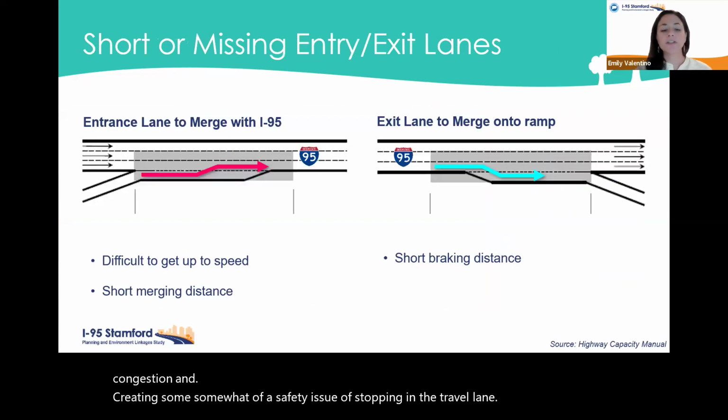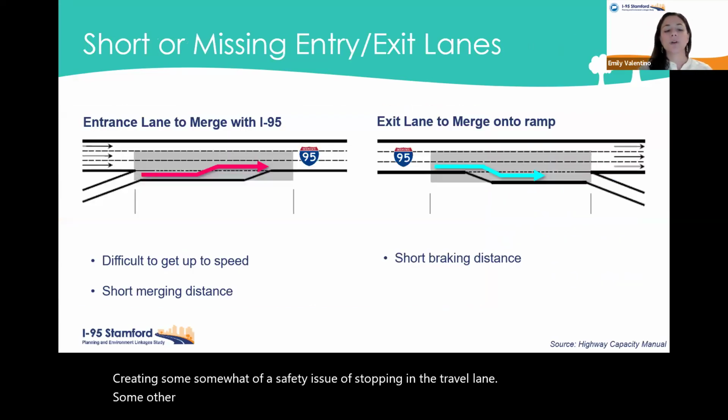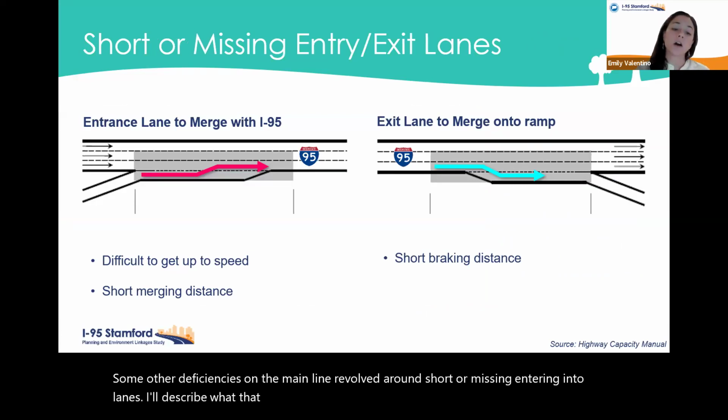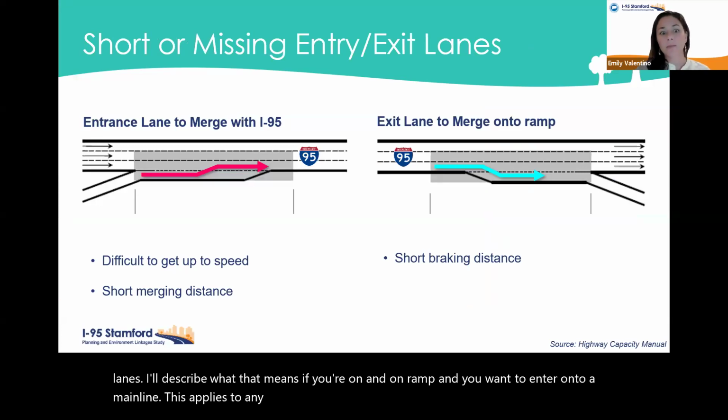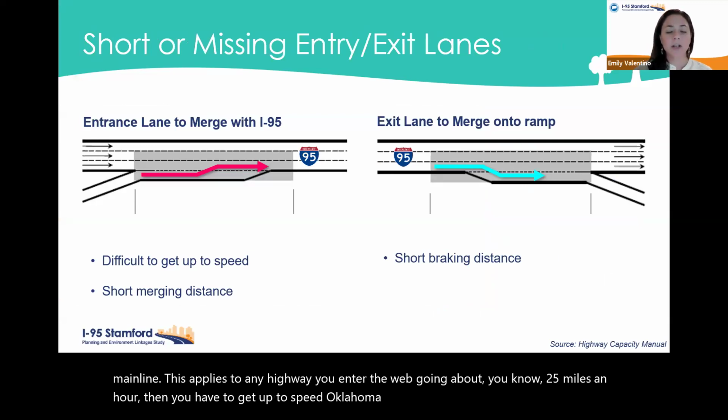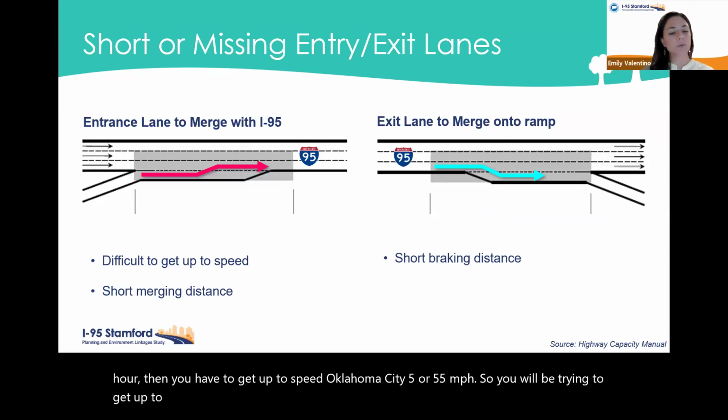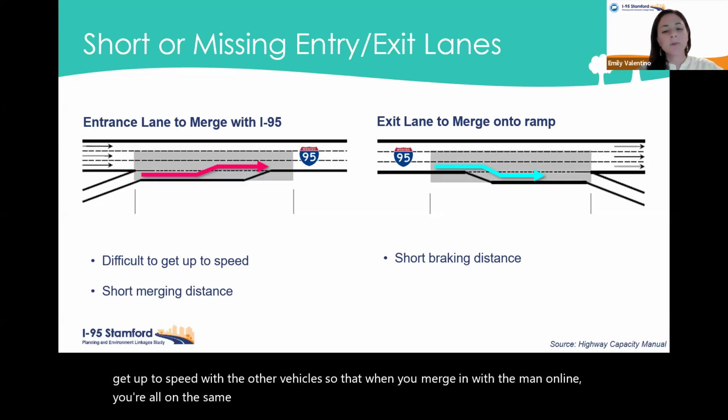Some other deficiencies on the main line revolve around short or missing entry and exit lanes. So I'll describe what that means. If you're on an on-ramp and you want to enter onto a main line, this applies to any highway. You enter the ramp going about 25 miles an hour, and then you have to get up to the speed of the highway, say that's 65 or 55 miles an hour. So you need time to get up to speed with the other vehicles so that when you merge in with the main line, you're all going the same speed. It's an easy maneuver.